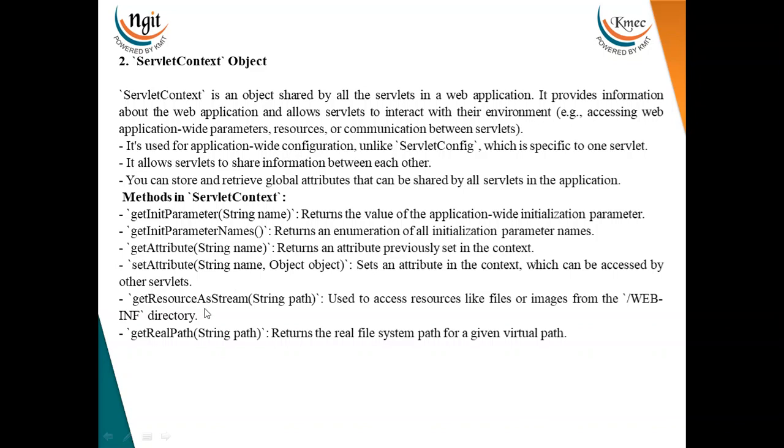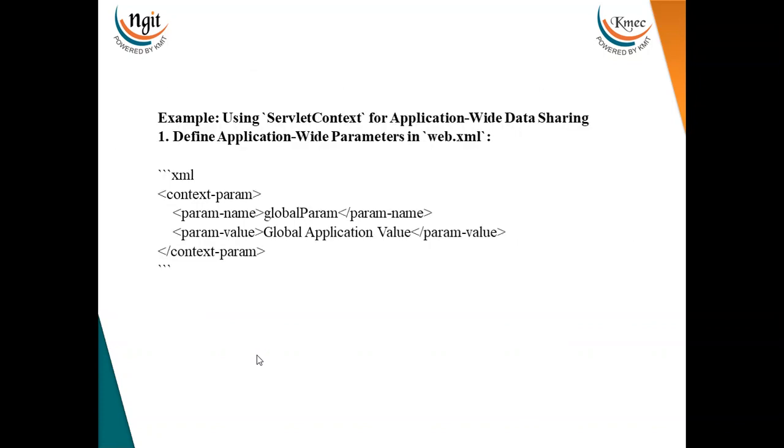And getResourceAsStream is used to access resources like files and images that are there in the WEB-INF directory. And getRealPath returns the real file system path for the given virtual path. Here is one more example you can go through in the PDF.